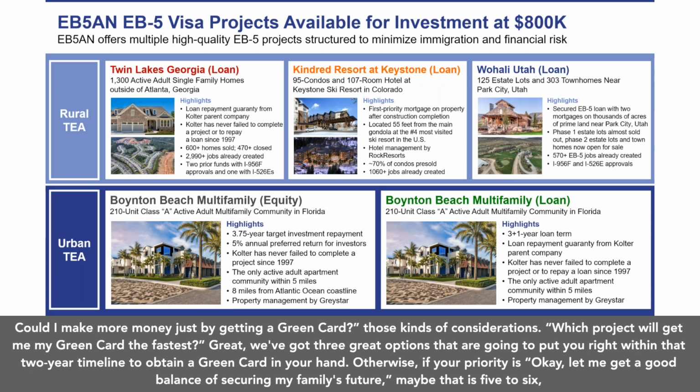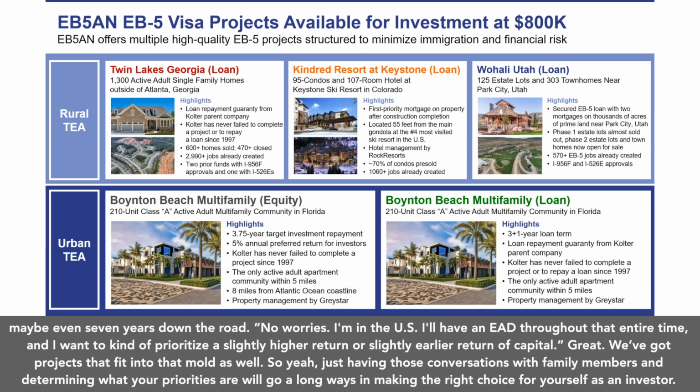Otherwise, if your priority is to get a good balance of securing my family's future, maybe that is 5 to 6, maybe even 7 years down the road, no worries. I'm in the US, I'll have an EAD throughout that entire time, and I want to prioritize a slightly higher return or slightly earlier return of capital. Great. We've got projects that fit into that mold as well. So just having those conversations with family members and determining your priorities will go a long way in making the right choice for yourself as an investor.